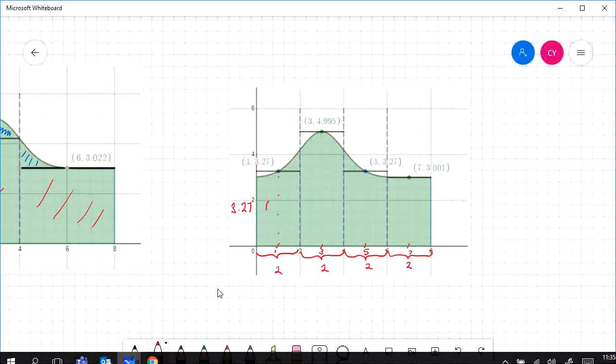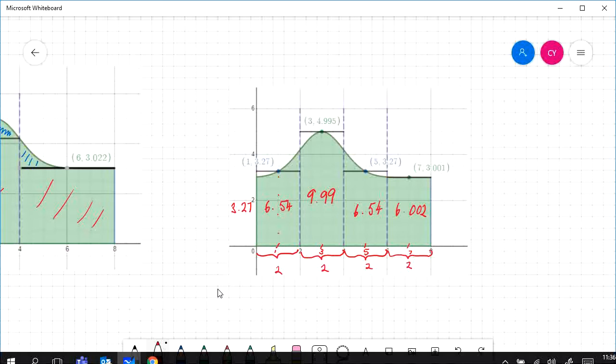So that's going to be 6.54, I think. Double check that. Indeed, it is 6.54. This one here is 2 across and 4.995 up. And that's 9.99. This rectangle here is the same as the first one. So that's 6.54. And the last one is 2 across and 3.001 up. So 6.002.